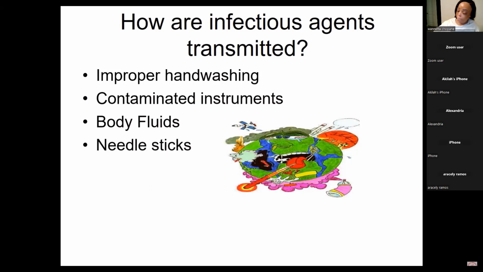So if you ever get stuck with the used needle that you just used on a patient, you must follow the protocol of the hospital or the clinic or the lab you're at. Follow the protocol because you're going to have to get checked out yourself, and the patient too, to determine if anything infectious was transmitted. So again, improper hand washing, contaminated instruments, body fluids, and needle sticks. These are all ways infectious agents can be transmitted.